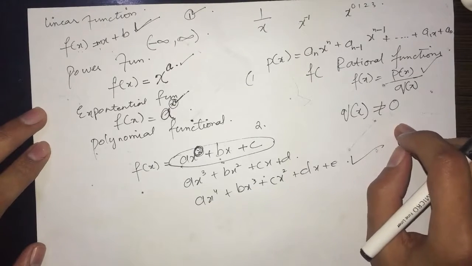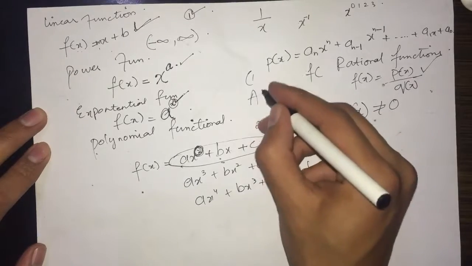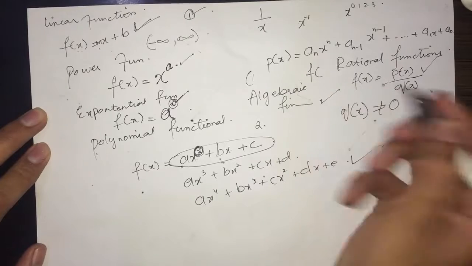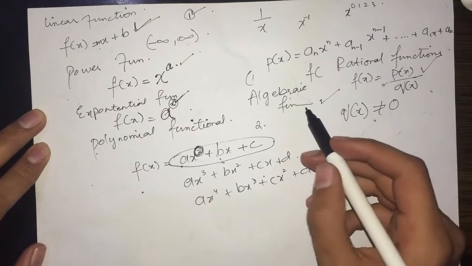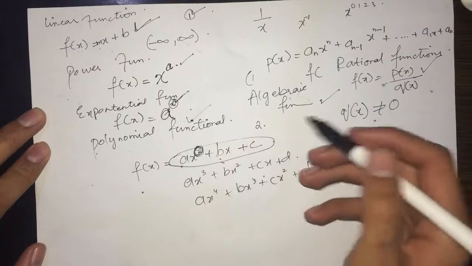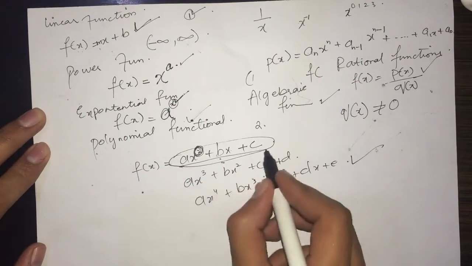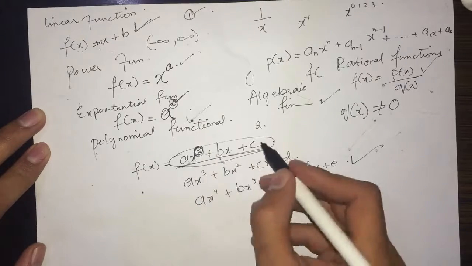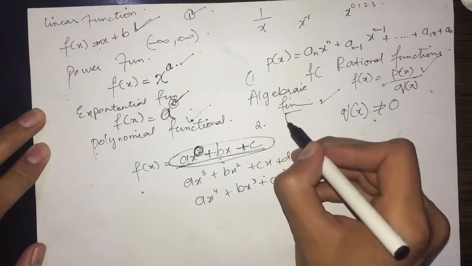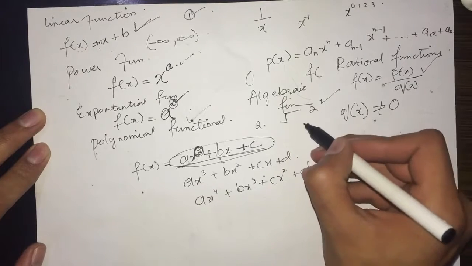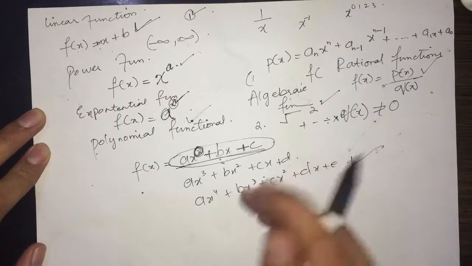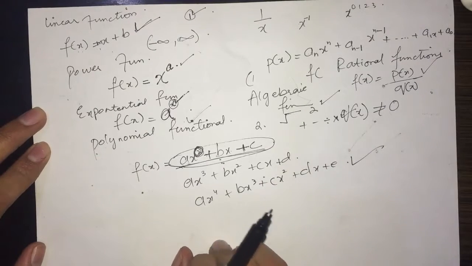Now we have algebraic functions. So algebraic functions are the functions which have algebraic operations involved with the polynomials. For example, you can have square roots, you can have squares, you can have plus, minus, divide, and multiply. You can have algebraic operations with a polynomial, and that will be called an algebraic function.